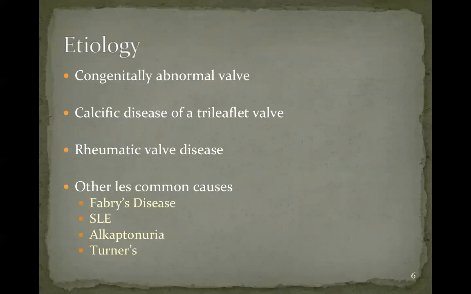Some etiologies of aortic stenosis include congenitally abnormal valves. You might have patients with bicuspid valves. You can have calcification of the trileaflet valve in the elderly population. You can have aortic stenosis from rheumatic valvular disease. You'll have other less common causes such as Fabry's disease, lupus, alkaptonuria, and Turner syndrome.